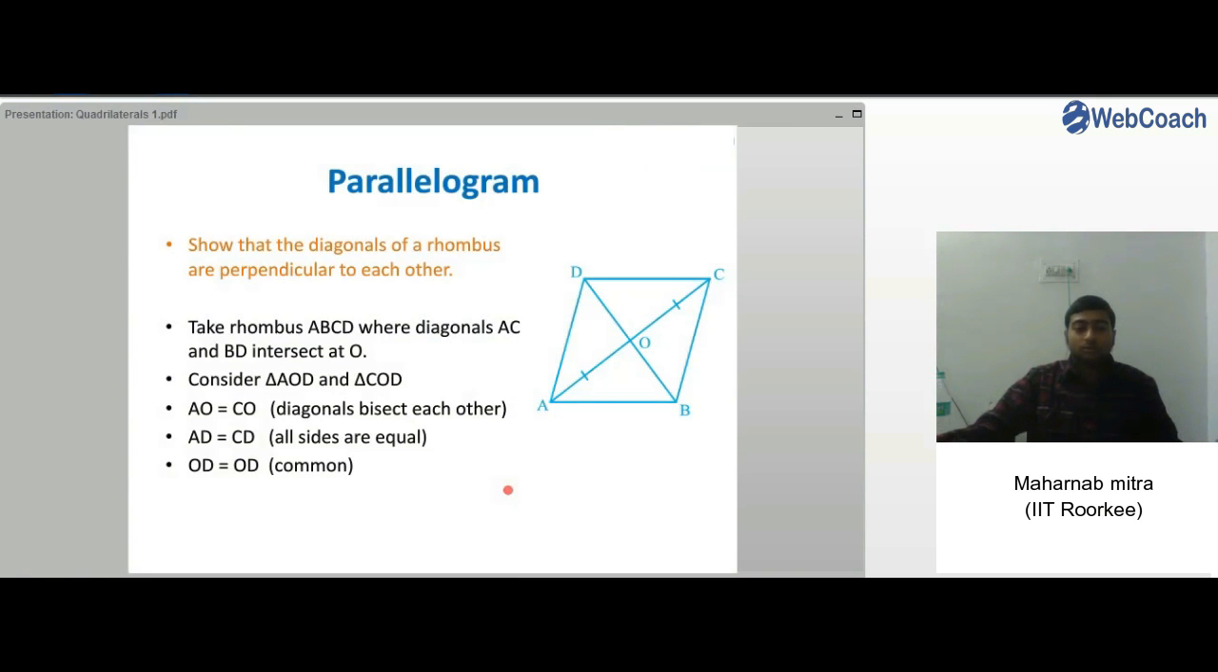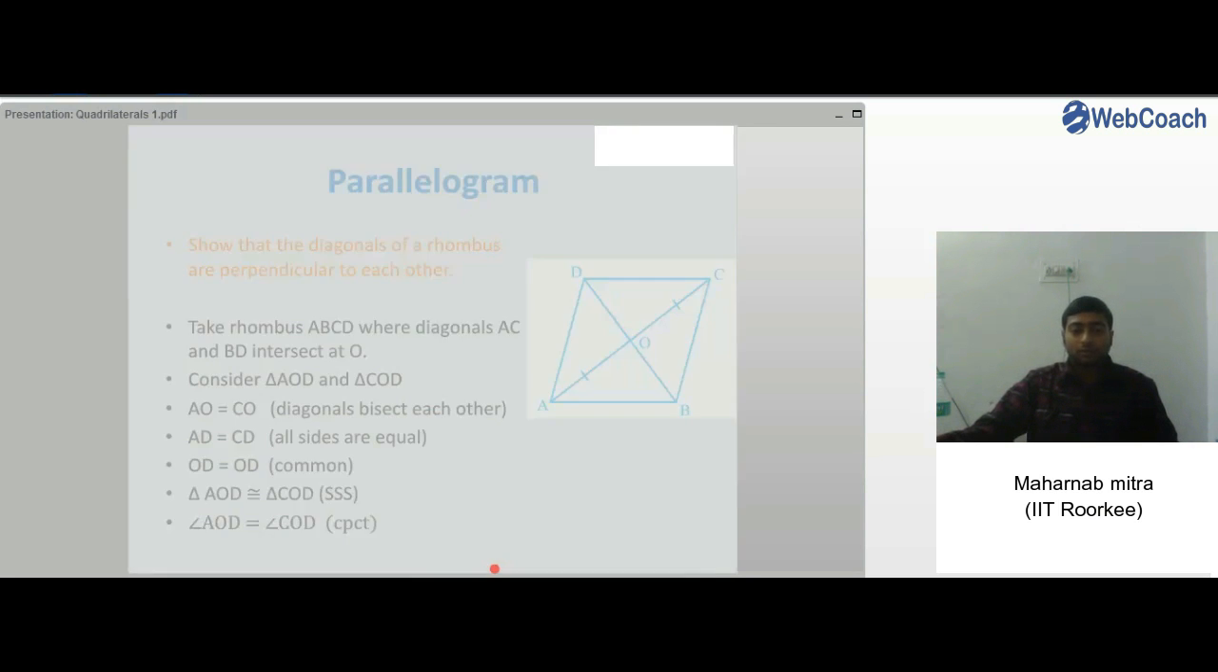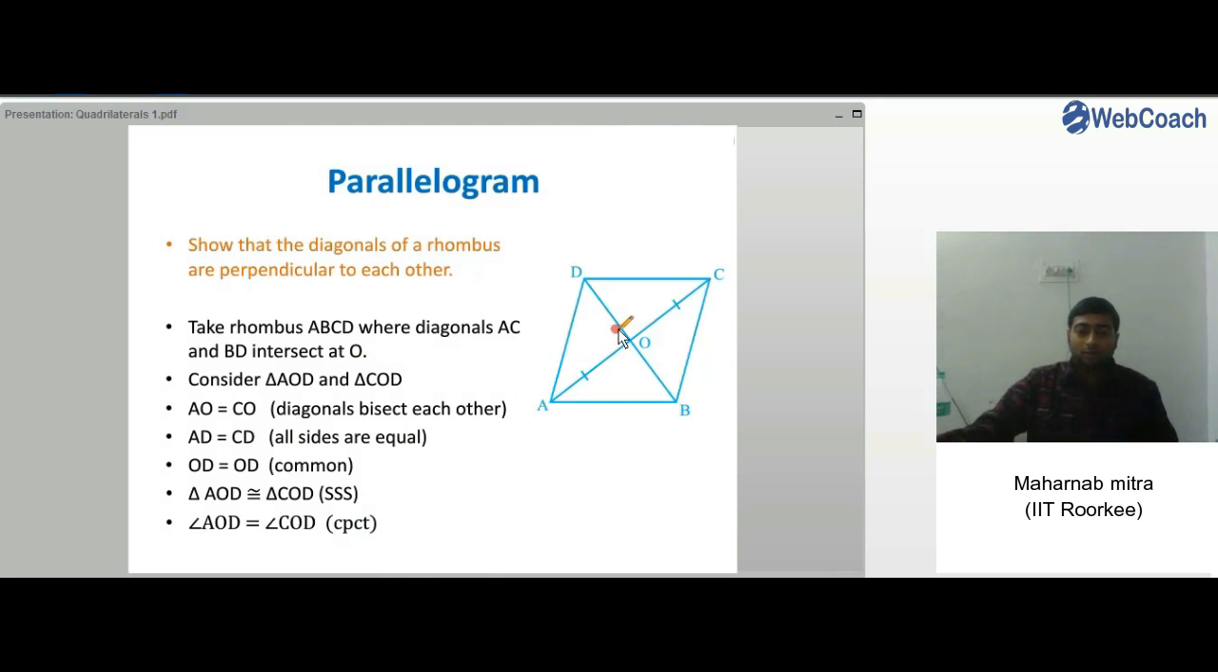Then you can see OD is a common side, right? So OD must be equal for both of them, as it is common to both of them. And therefore, by the side rule or the SSS rule, we get triangle AOD and triangle COD are congruent to each other. And from this, we get that angle AOD, which is this angle, is equal to angle COD, which is this angle.